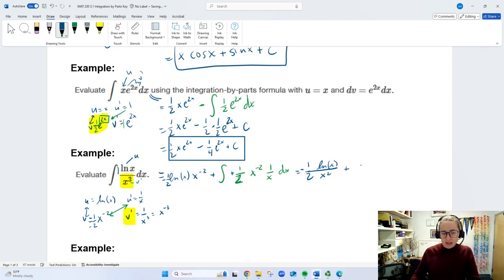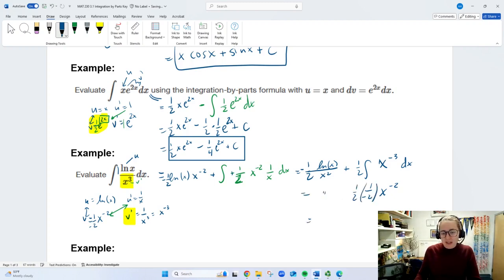And then I have plus, my 1/2 will come out in front of that integral, and this x to the negative 2 is 1 over x squared. If I combine that with my 1 over x, I will get x to the negative 3 or 1 over x to the third, but I'm just going to write it this way so that I can actually take my integral of that, which means I'm adding 1 to it and then dividing by that new exponent.